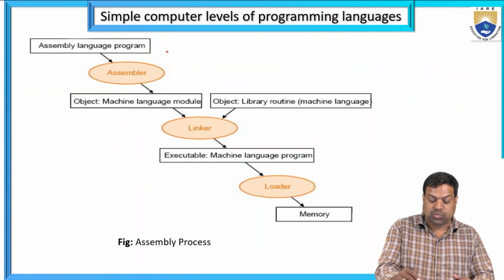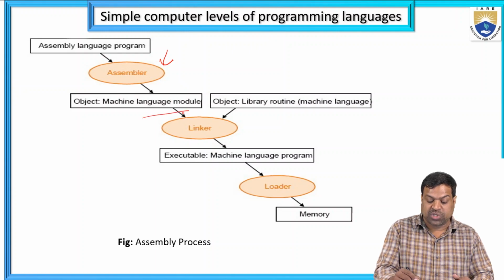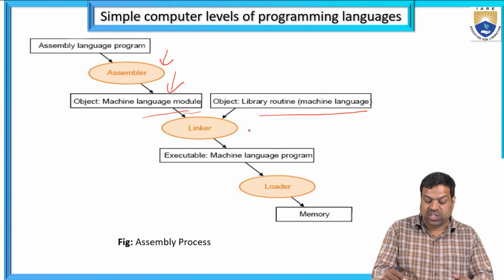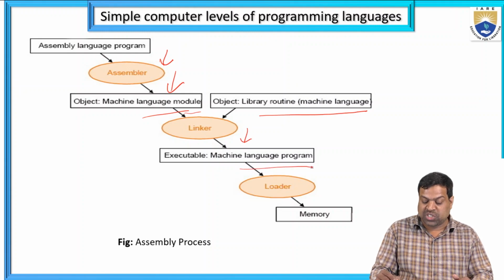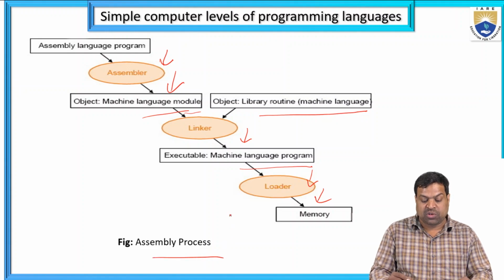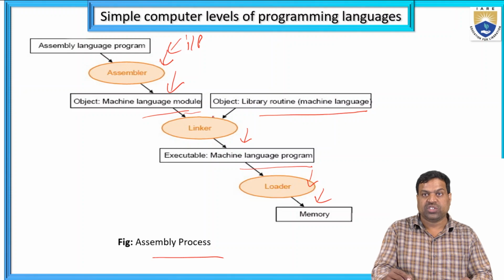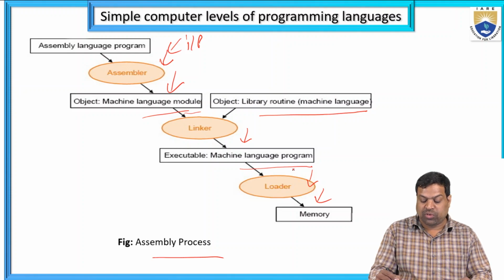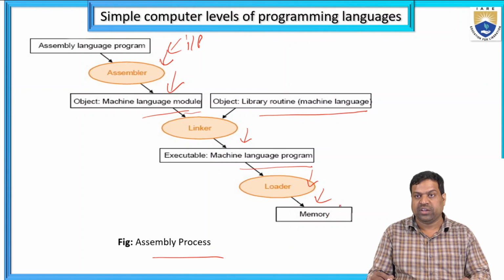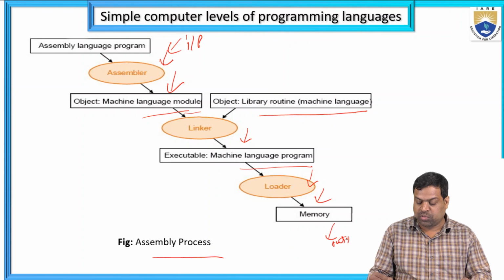So the assembly language program goes to the assembler, which assembles it. Then the object machine language module, and the library written in machine language, and the linker produces a machine language program, which is loaded into memory. Okay, that is the assembly process. The first input is the assembly language, converted to machine language, then the linker produces the executable machine language program, and the loader converts it to binary in memory, and finally gives the output.